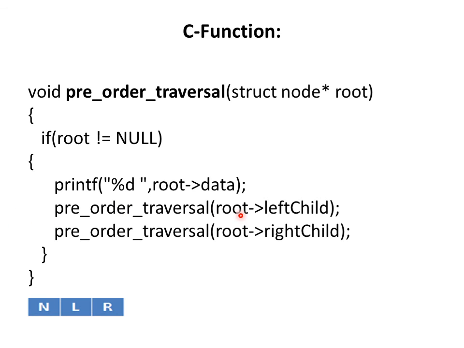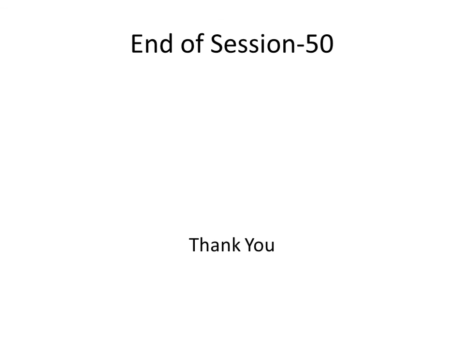After that, what happens? It will move to the left child, that is the left node or left subtree of the root node. After that, it will travel to the right child, that is the right node or right subtree of the root node. This is how it works: root node, left node, then right node. I think you have understood pre-order tree traversal thoroughly. Thank you.